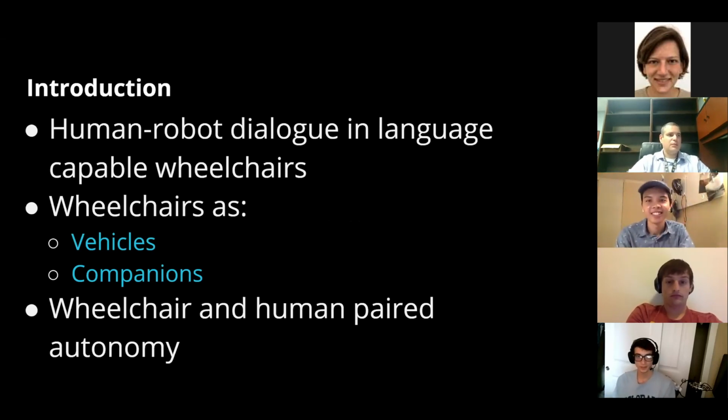So our research takes interest in language-capable wheelchairs, which have a lot of interesting considerations. They can be seen as vehicles, which are tools to get the user from one destination to another, but they can also be seen as companions, where we generally expect some sort of social behaviors. And then there's also this concept of paired autonomy between the wheelchair and the human, where the wheelchair's actions have an effect on the human's autonomy and vice versa.